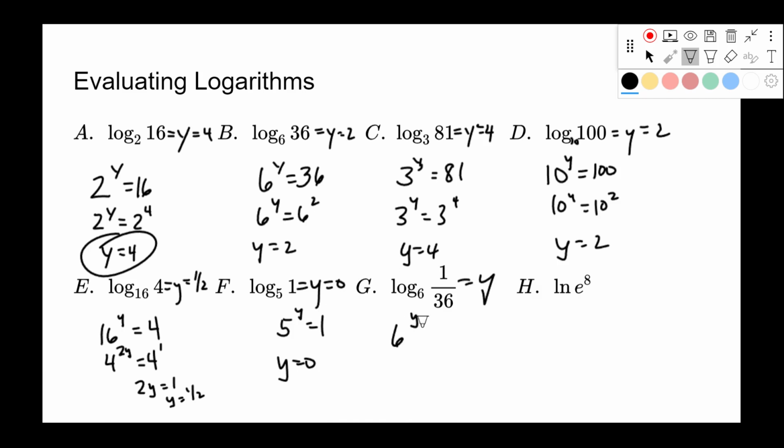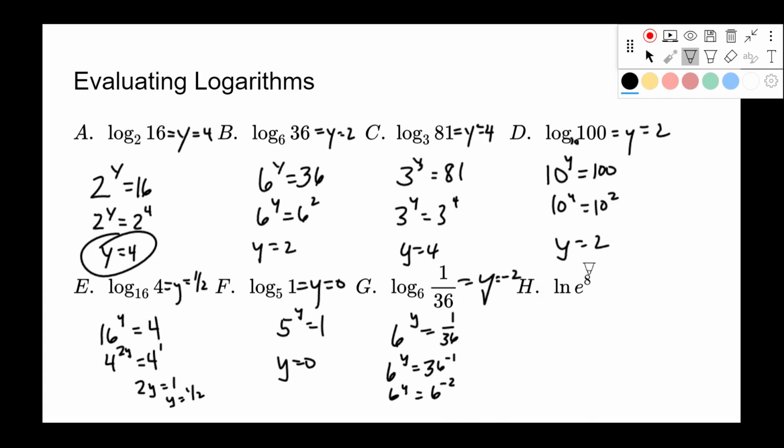So then we'll have 6 to the y equals 1 over 36. Again, I don't know what that is, but I know 1 over 36 is really 36 to the negative 1. And 36 is 6 squared, so that's 6 to the negative 2. So then y must be negative 2.